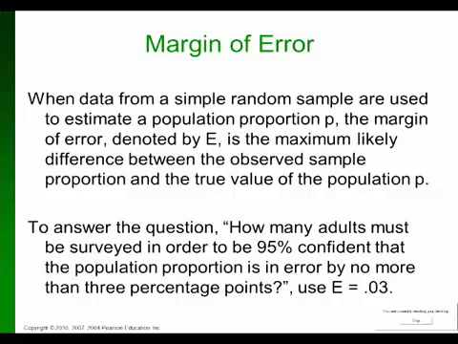If I say the percent of people voting for Obama is 0.53 plus or minus 3%, that means I think that somewhere between 50 and 56% are going to vote for Obama. So E is that acceptable amount of error that somebody decides. If you say, how many adults must be surveyed in order to be 95% confident that the population proportion is in error by no more than 3%? Then I'm going to use E as 0.03 because that's 3% written as a decimal.